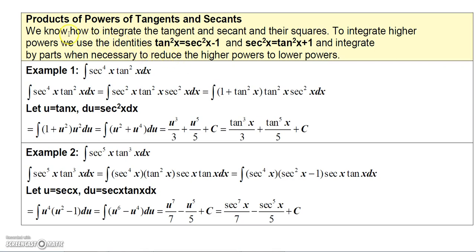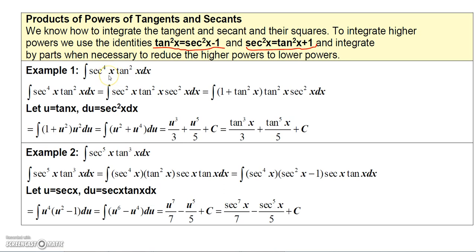Now on the products of powers of tangents and secants here, we're not really going to worry about different cases, but your trick is going to be to remember that you can replace tangent squared x as secant squared x minus 1, and you can replace secant squared x as tangent squared x plus 1. So let's take a look at this case where both powers are even.